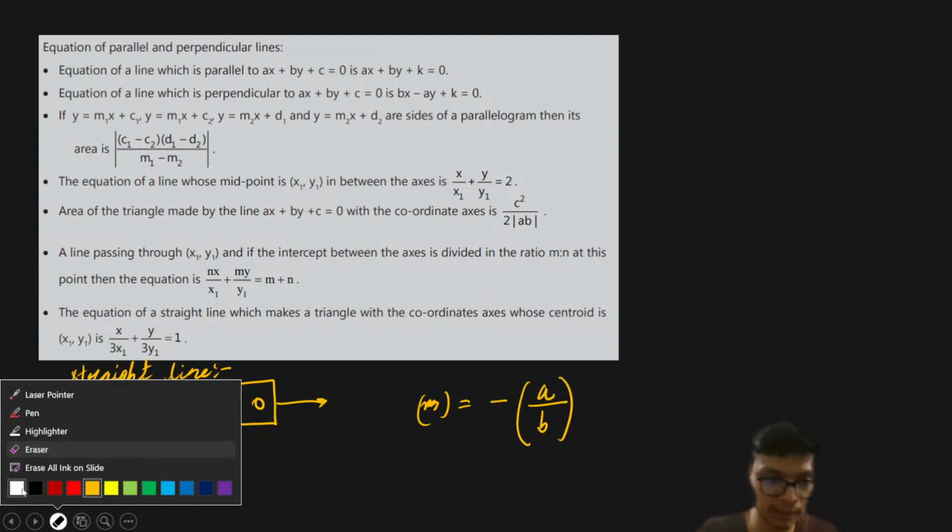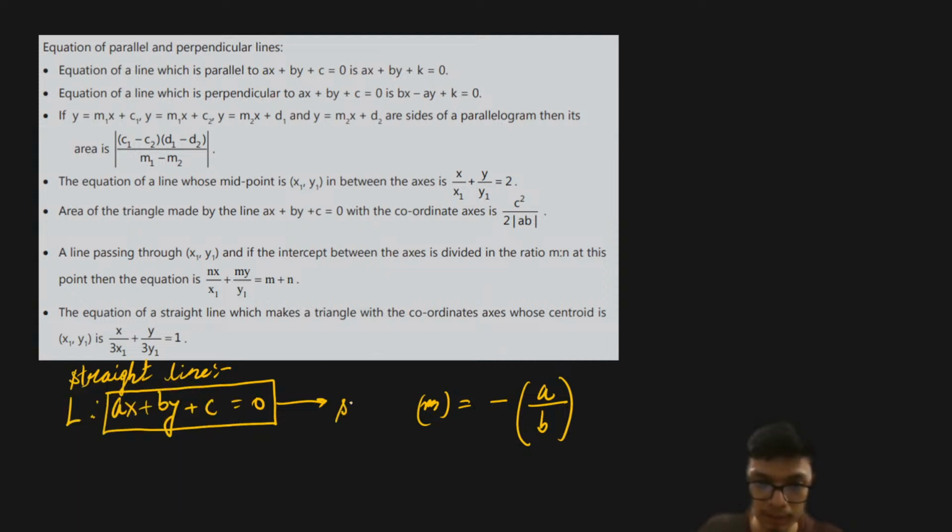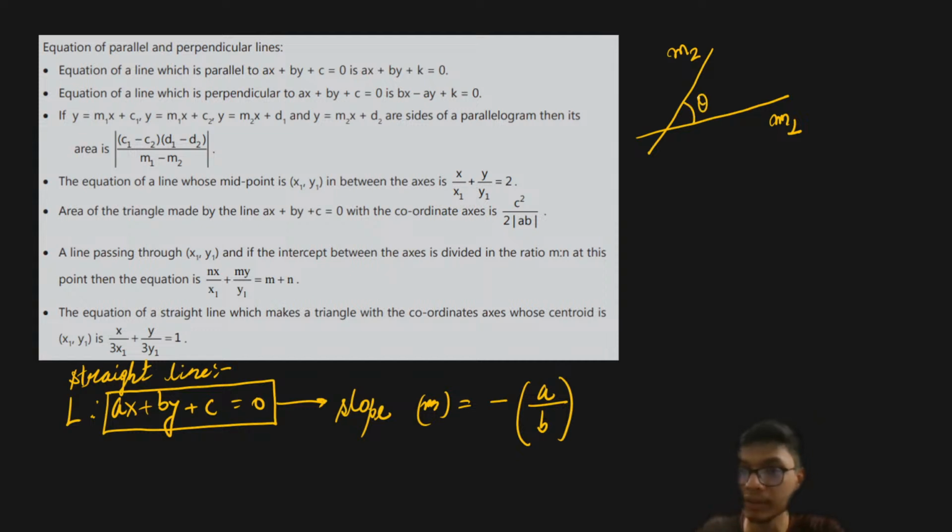So the slope of this particular straight line can be given as minus a by b, right? And now if you recall from your initial classes, we have discussed some important topics such as the angle between two straight lines. Let us say this particular straight line has a slope m1 and the second straight line has a slope m2, and let us say theta is the angle between the straight lines.